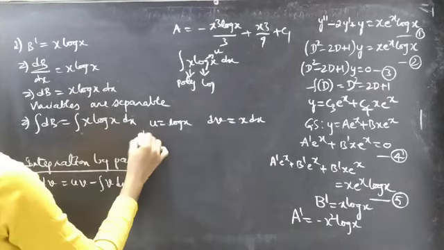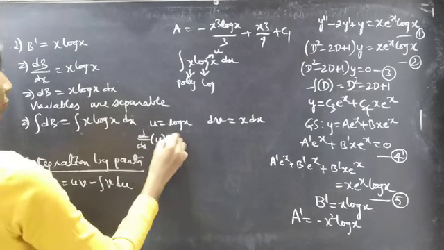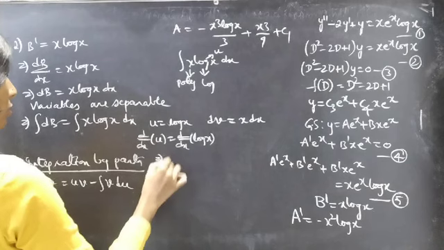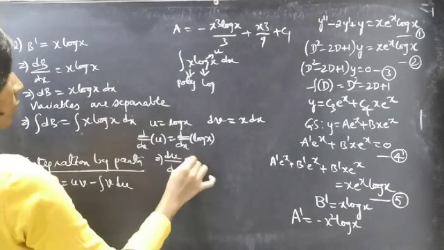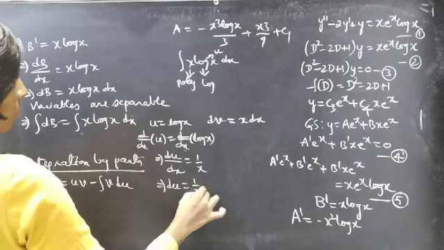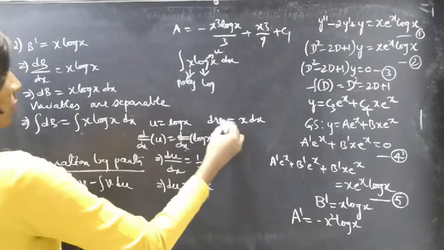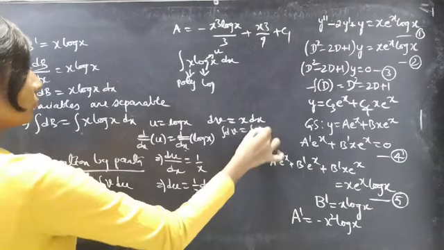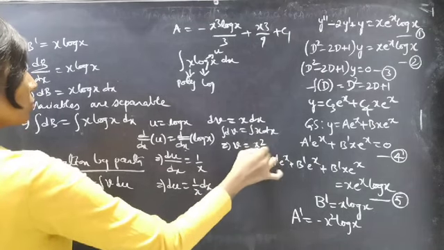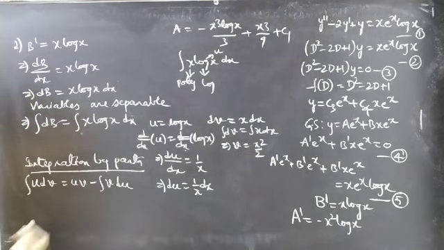Now differentiate on both sides with respect to x. We'll get du by dx equals the derivative of log x with respect to x, which is 1 by x. From this we'll get du equal to 1 by x dx. Here we are going to integrate, so that we'll get v equal to integral x dx, which is x square by 2, right? Now applying this formula, substitute u, v, du and dv.